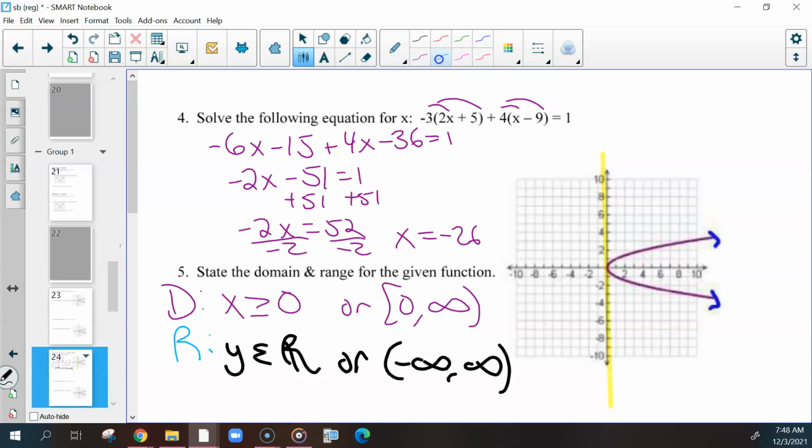Remember that all of these are good algebra review practice, and that you should be practicing all of these. Do we have any questions on these?